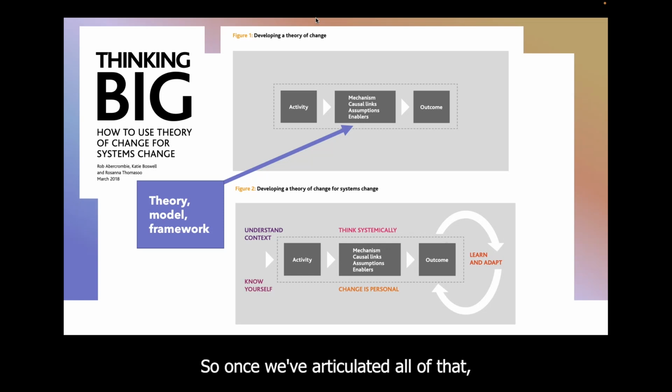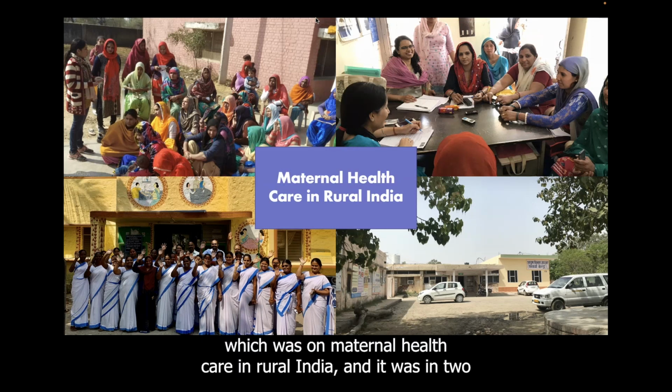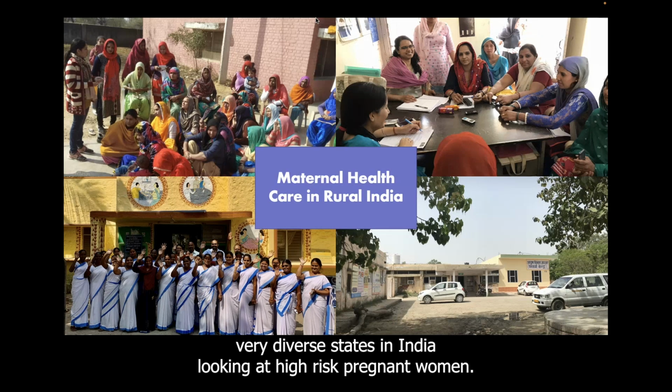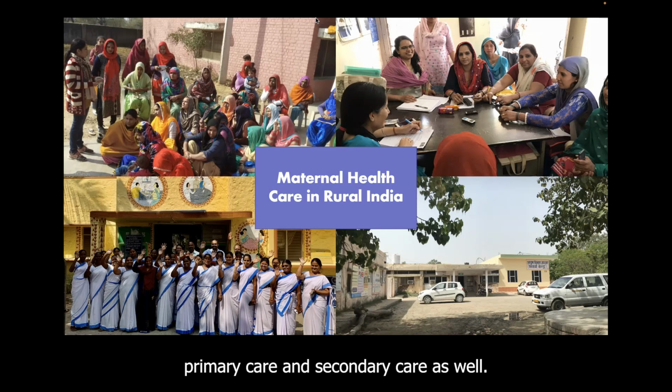So once we've articulated all of that, then we can think about evaluating it. So I'm just going to give a quick overview of a project that I did for my DPhil, which was on maternal health care in rural India. It was in 2 very diverse states in India, looking at high-risk pregnant women. And so it was a complex system affecting community health workers, primary care and secondary care as well.